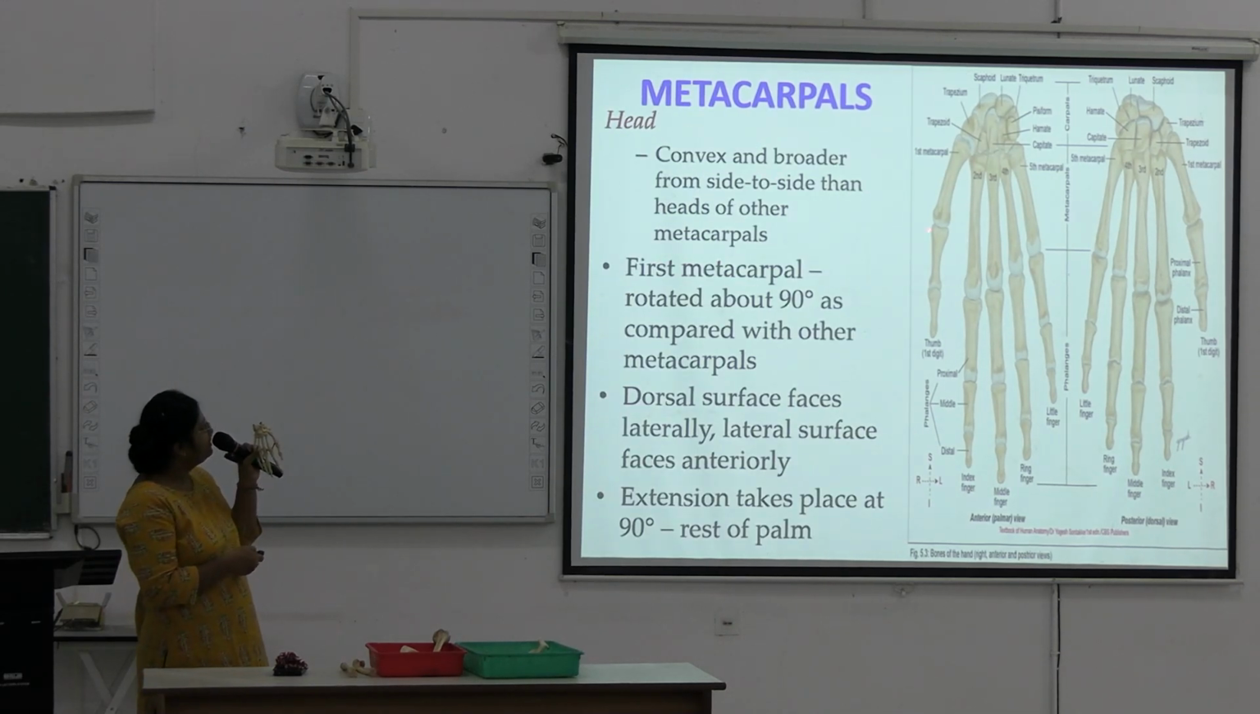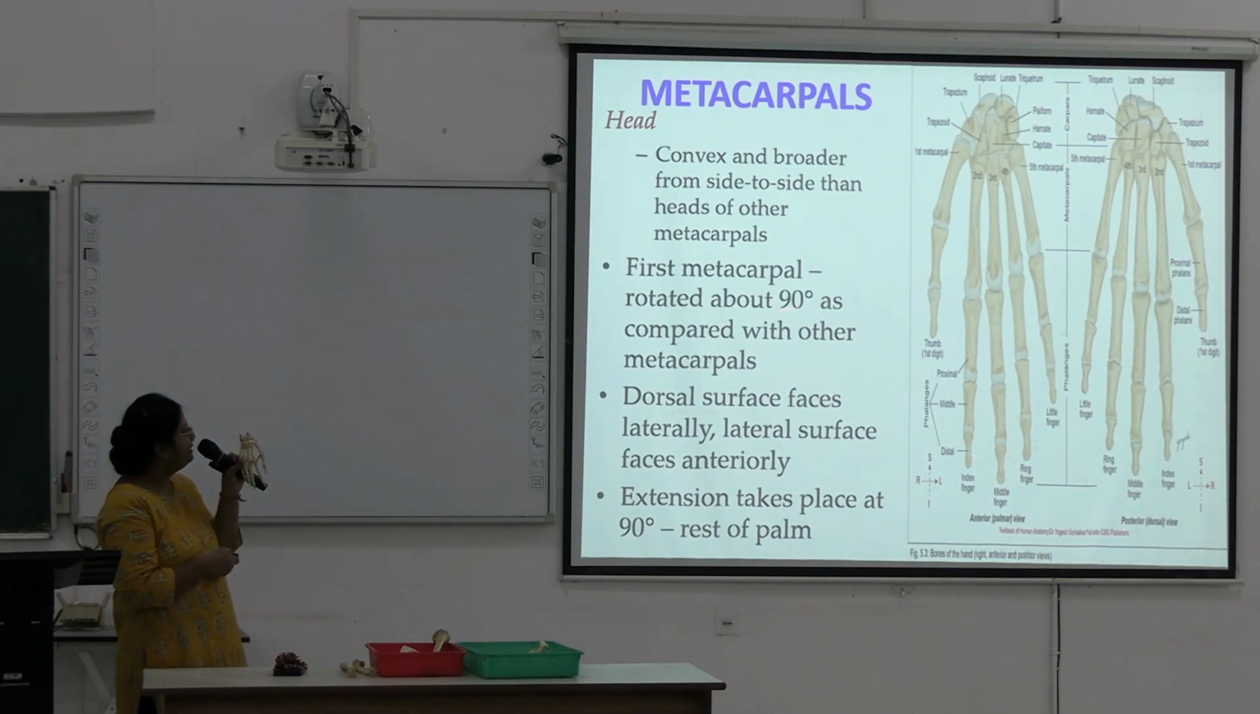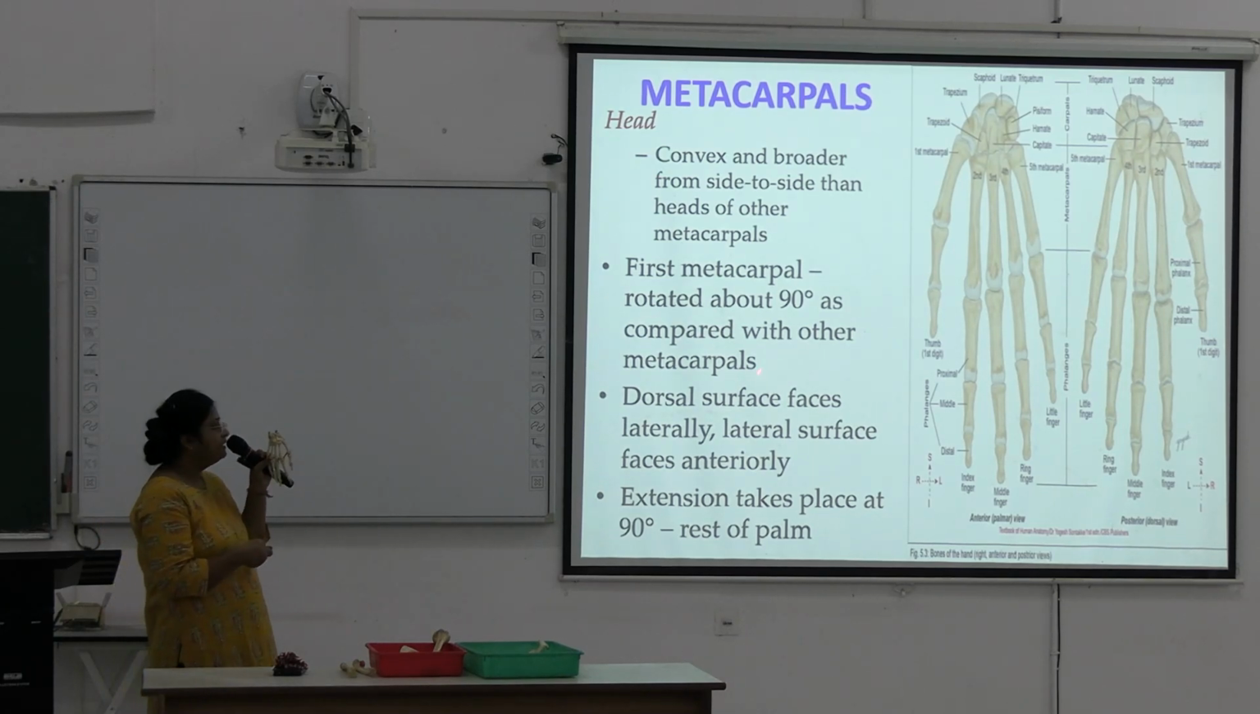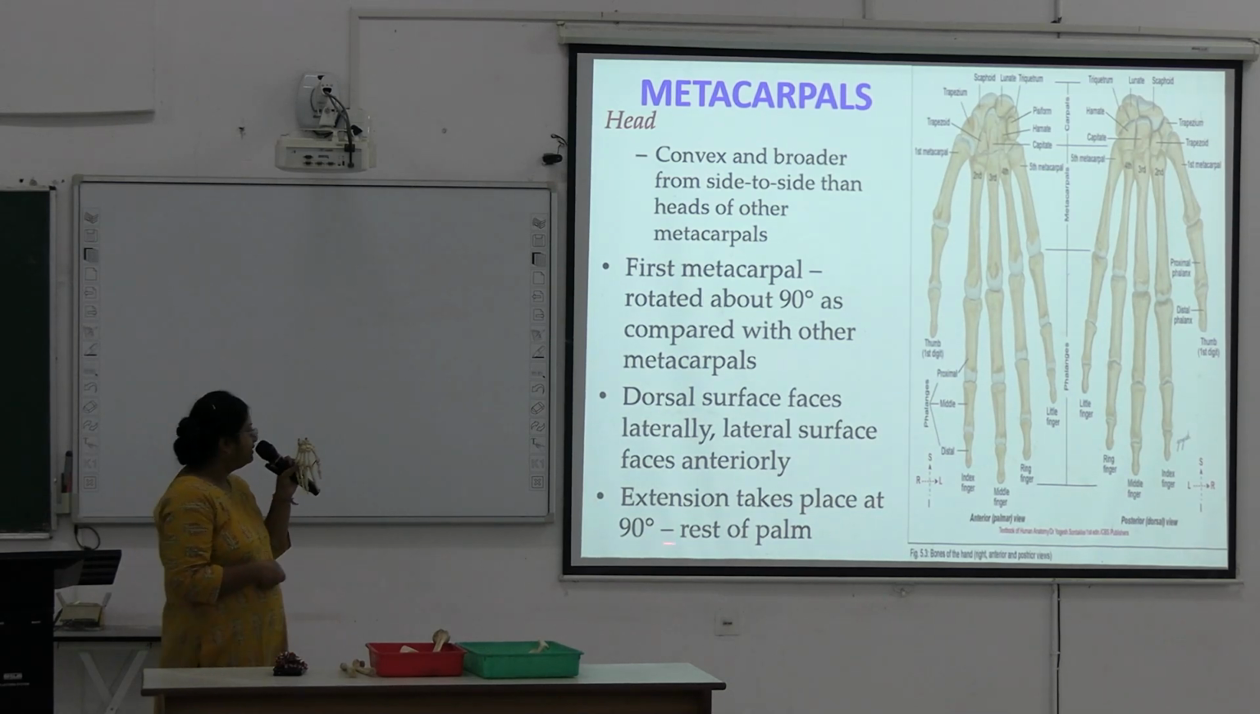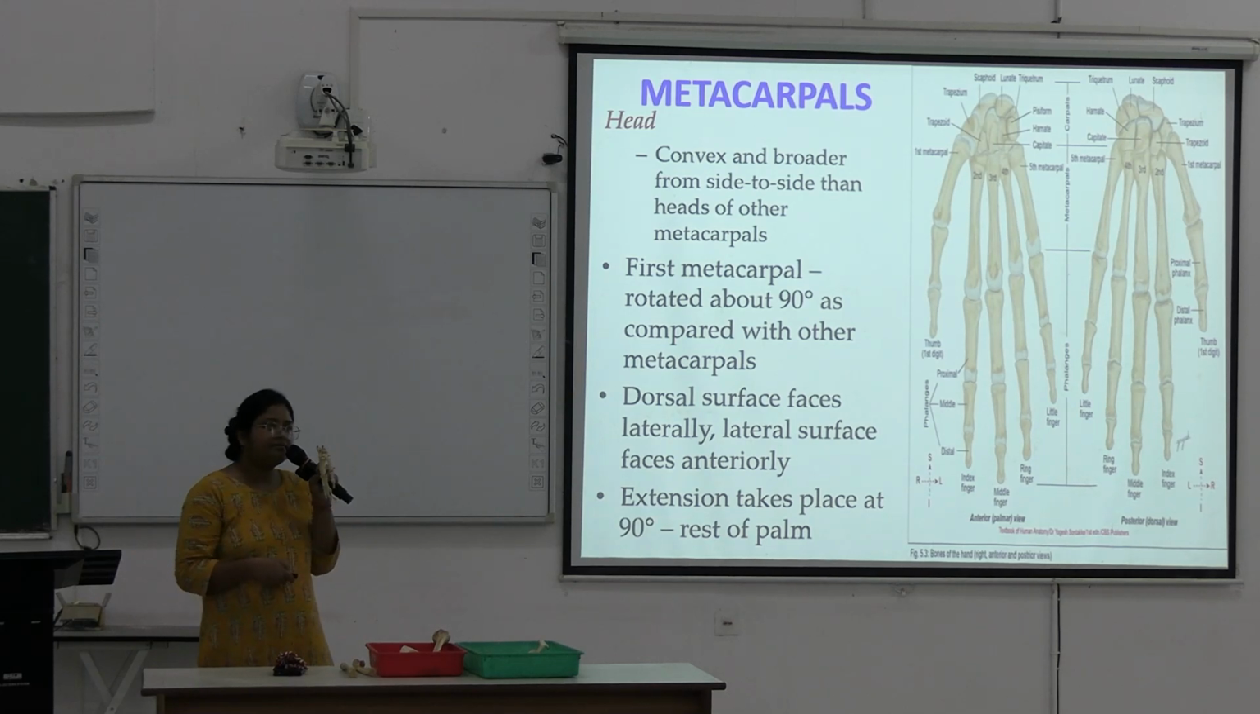The head is convex and broader from side to side than the heads of other metacarpals. The first metacarpal is rotated about 90 degrees compared with the other metacarpals, so the dorsal surface faces laterally and the lateral surface faces anteriorly. Extension takes place at 90 degrees to the rest of the palm. Okay.